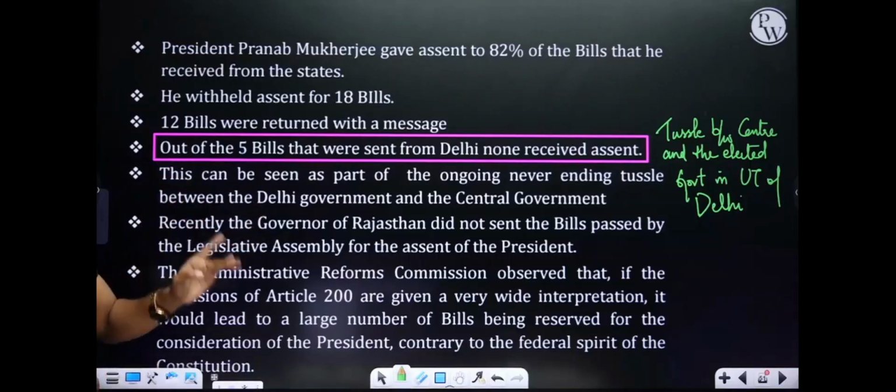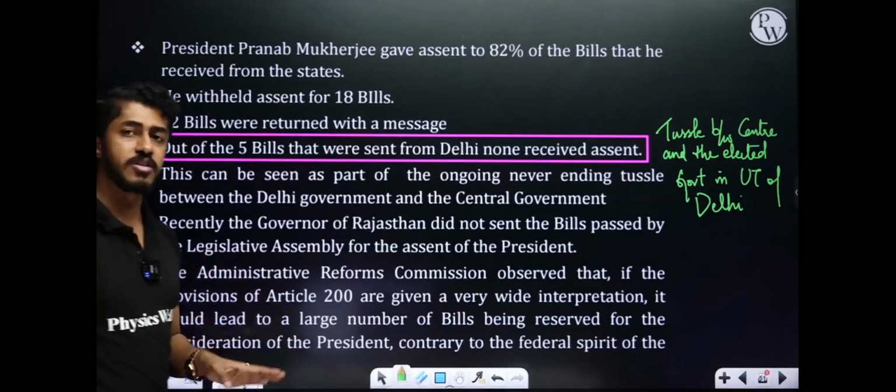Recently, the governor of Rajasthan did not send the bills passed by the Legislative Assembly for the assent of the president. The Administrative Reforms Commission observed that if the provisions of Article 200 are given a very wide interpretation, it would lead to a large number of bills being reserved for the consideration of the president, contrary to the federal spirit of the Constitution.